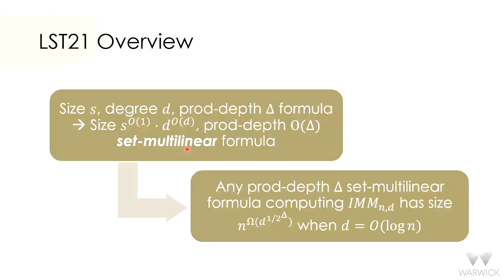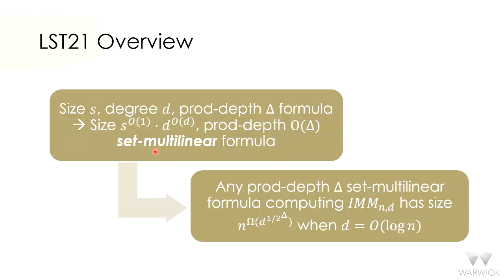Okay, so now going back to LST, what they do: they want to show constant depth lower bounds, sorry, super polynomial sized lower bounds against all constant depth circuits, right? So what they do is, you start with a product depth delta formula, and the first step is to set multilinearize it. So you blow up the depth a tiny bit, so a product depth delta becomes product depth 2 delta. You incur this particular size blow up, but the resulting formula is now guaranteed to be set multilinear.